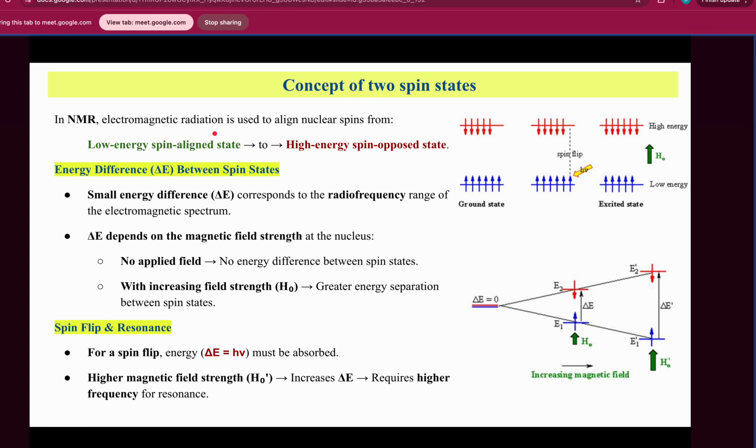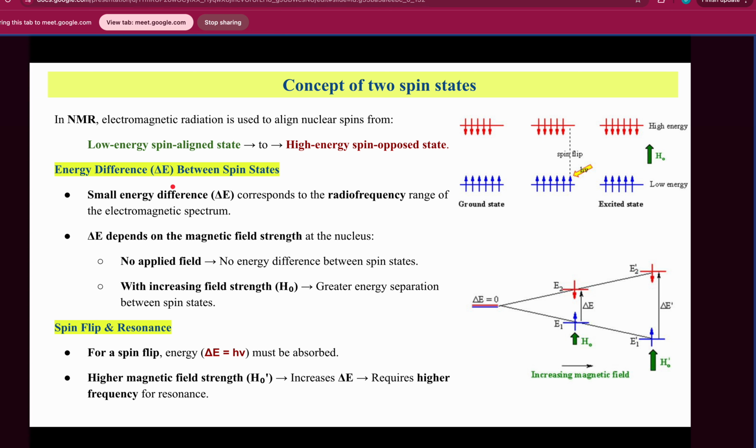In NMR, electromagnetic radiation is used to align the nuclear spin, because in normal conditions there is a spin but it is not oriented in any particular direction. So with the help of an external magnetic field, we try to align those nuclear spins. We try to move it from the low energy state to the high energy spin state, which is the spin opposite state, because its spin is in the opposite direction to that of the externally applied field. That's why it is known as the high energy state. We need to supply high energy to move to that state.